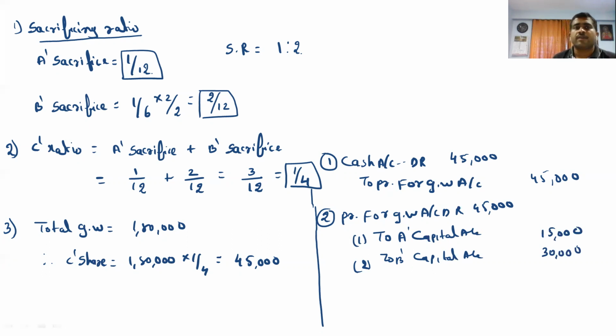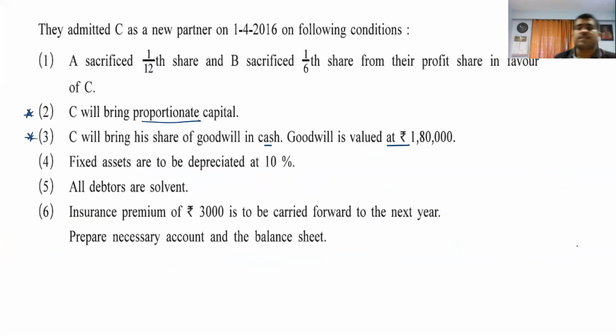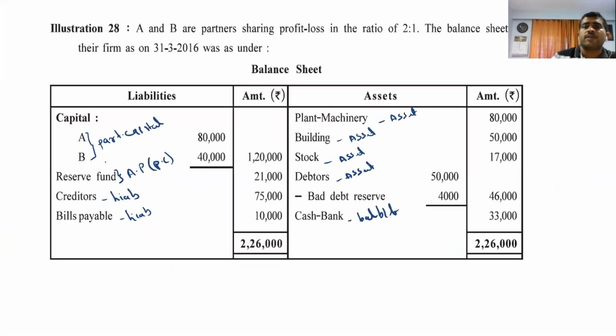So everything in the workings has been completed. Now the next adjustments, right? Fixed assets are to be depreciated at 10%. So they are saying fixed assets. They have not said any name, building, machine and all. They are saying fixed assets. So fixed assets means it's plant and machinery also, building also. These two come under fixed assets.